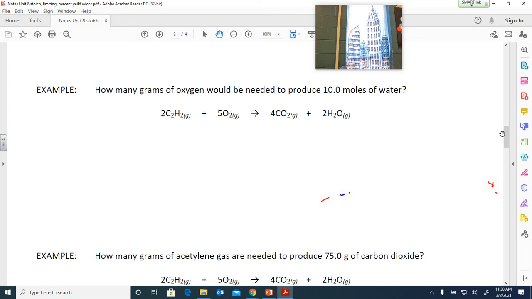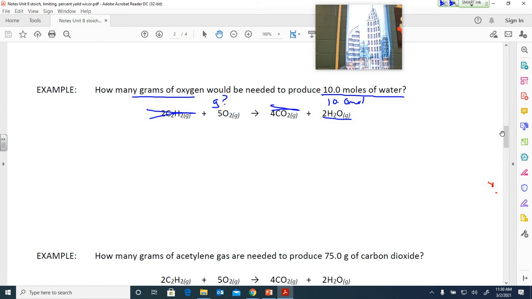Okay, so how many grams of oxygen would be needed to produce 10 moles of water? So I'm looking at my question here. I'm seeing I'm going for moles of water. So I have 10.0 moles of water, and I want to get to grams of oxygen. Let me put a question mark: grams, question mark, on oxygen.